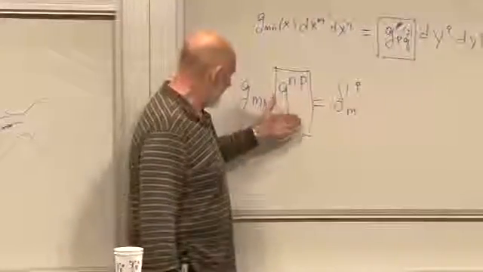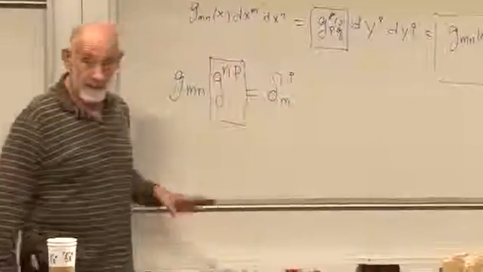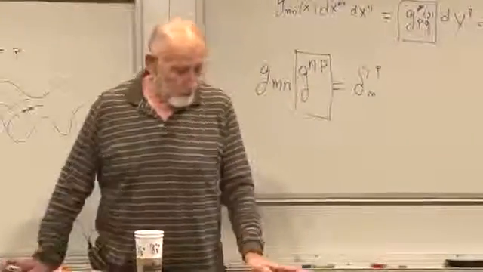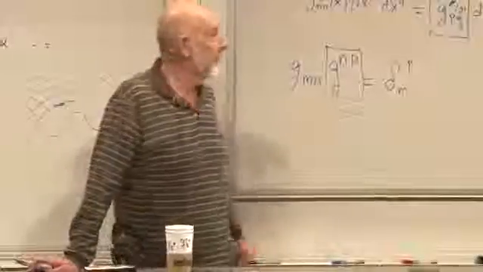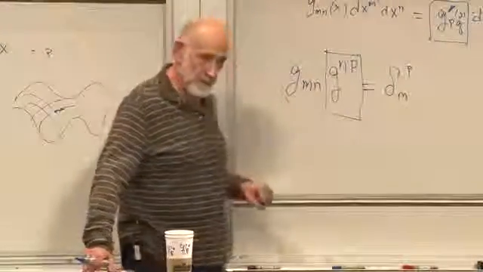And the inverse is such that when you multiply it with the original matrix, you get the identity matrix back. This will play an important role, the fact that there is a metric tensor with upstairs indices and downstairs indices. And we'll come to it.